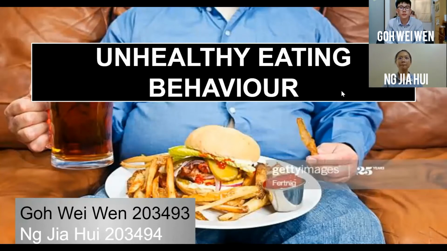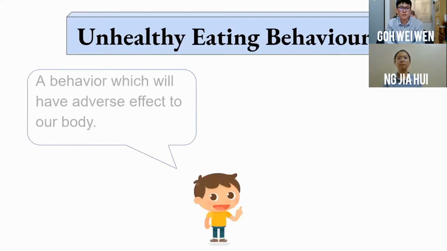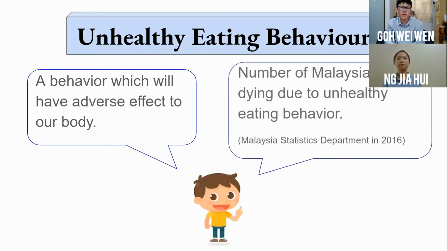So today, we are going to present about the topic unhealthy eating behavior. So what is unhealthy eating behavior? Unhealthy eating behavior is actually a behavior which will cause some adverse effect to our body. The effect is fatal. According to Malaysia Statistics Department in 2016, the number of Malaysians dying due to unhealthy eating behavior is increasing bit by bit. Ahmad Shandal once said that wrong eating is the disease, right eating is the method. Hence, we are going to present about the effects of unhealthy eating behavior.